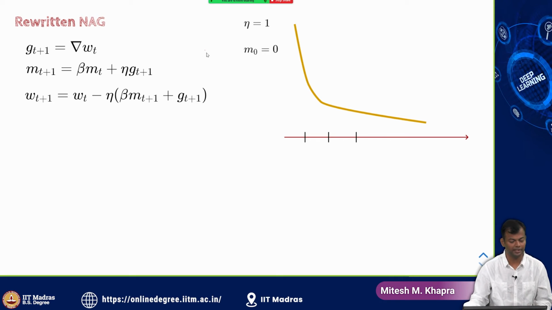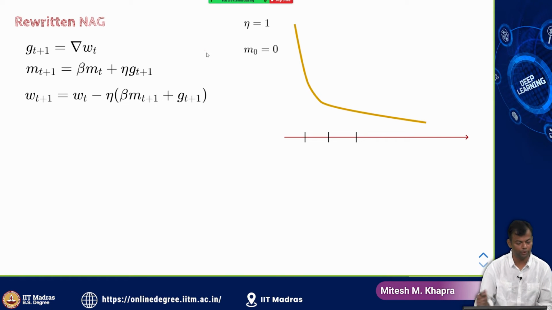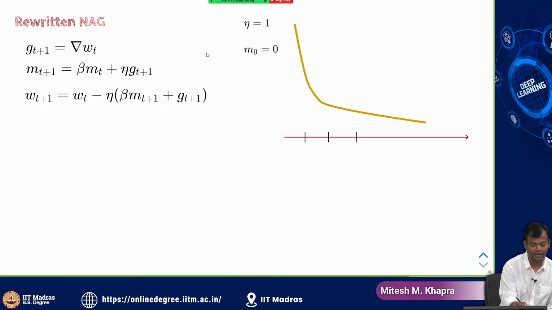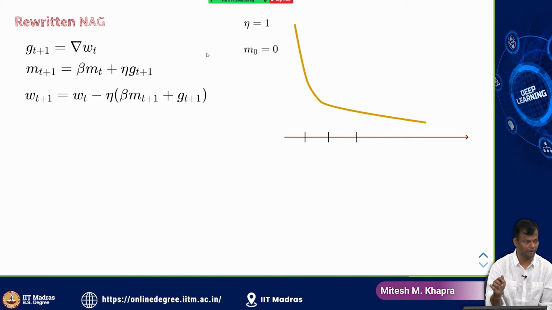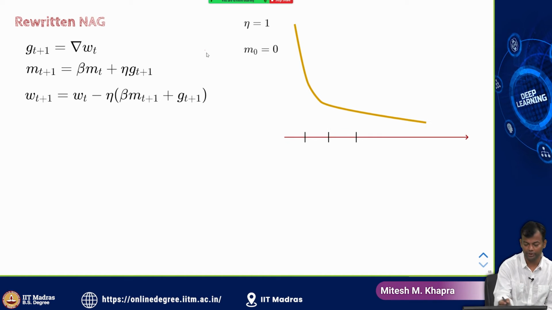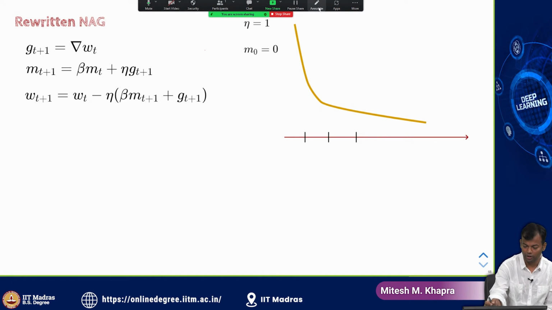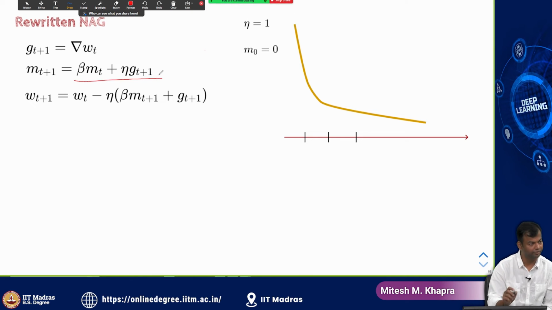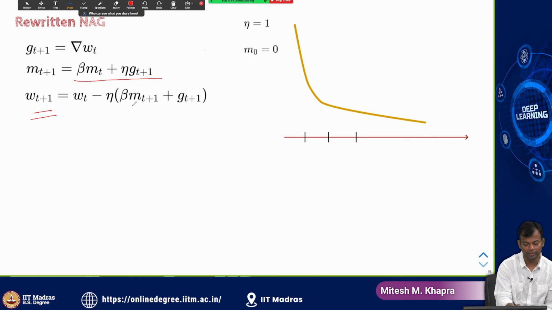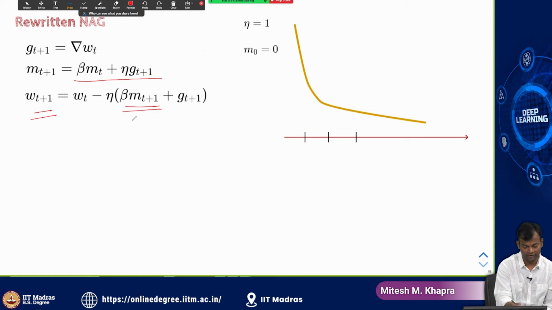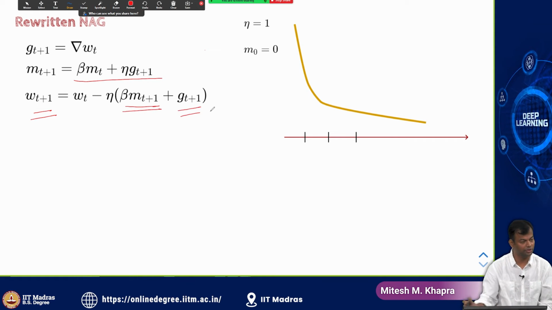So now I'm rewriting the equations, and this is how I'm going to do it. When I compute gt plus 1, I'm just going to compute the derivative at the current value of w. There is no look ahead happening here. Then I'm going to compute mt plus 1 using the equations that I have, okay? And then I'm going to compute wt plus 1 as wt minus eta. So I have taken the look ahead value here and then the gt plus 1, right?